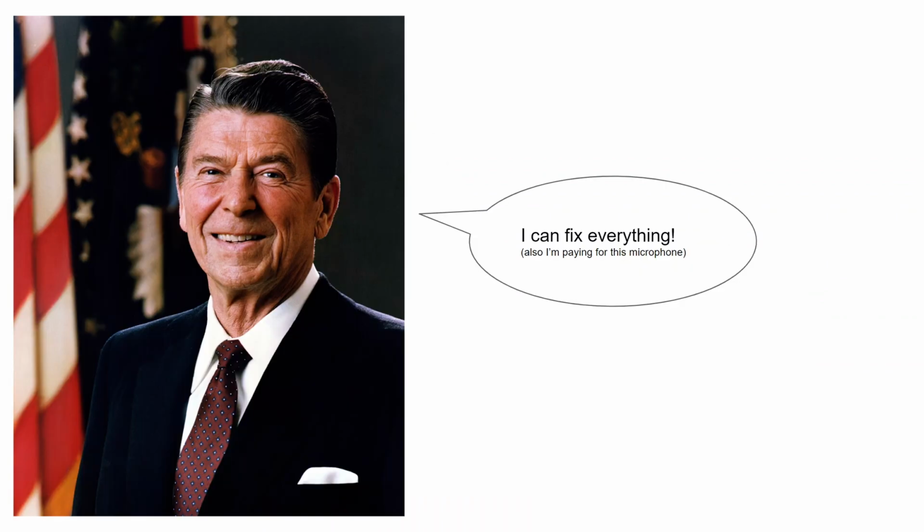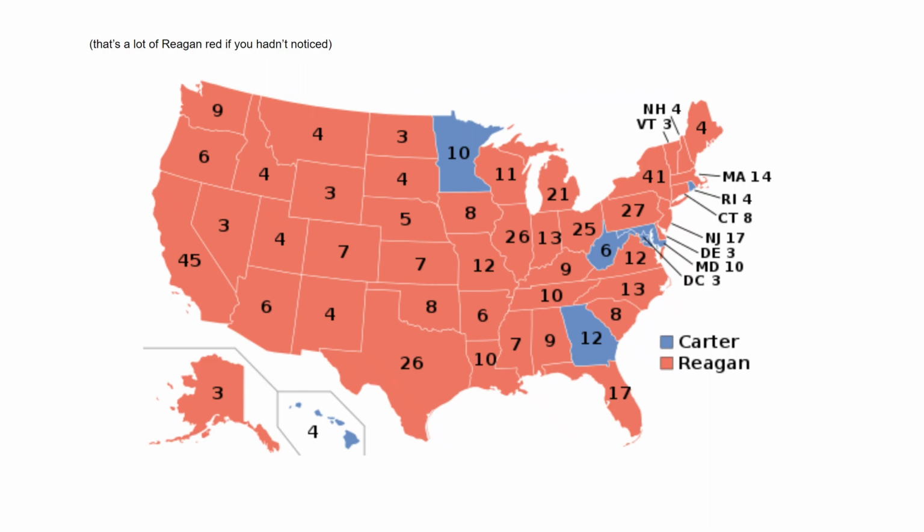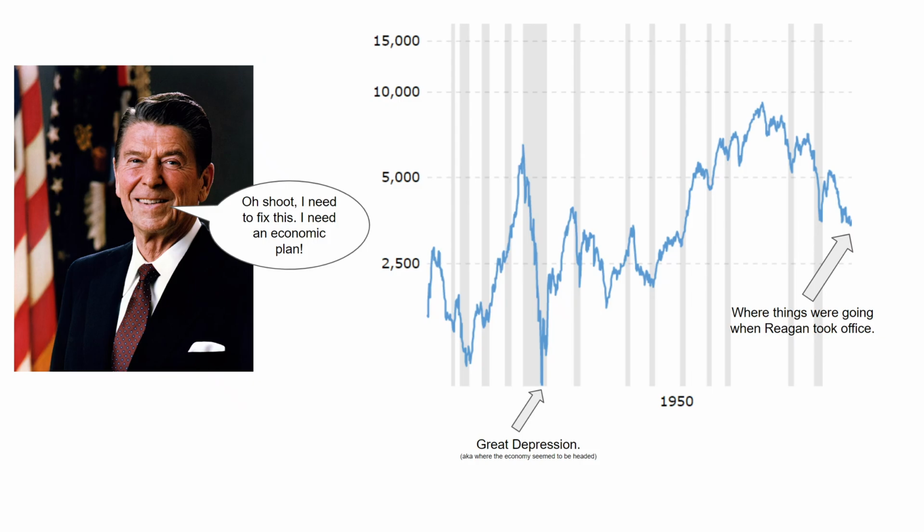So when a man named Ronald Reagan came along and said he could fix everything, people were like, hooray, let's elect this guy and he'll solve all of our problems. So in the 1980 election, Reagan proceeds to kick butt and win in a landslide. Okay, so Reagan is president now. The problem is he now has to deal with an economy that is trending towards Great Depression levels. In other words, he needs an economic plan to solve all this.